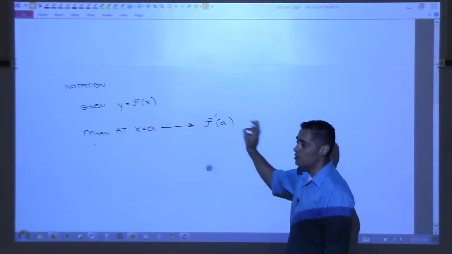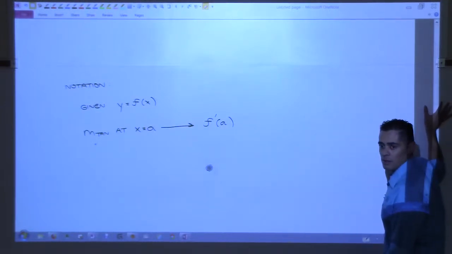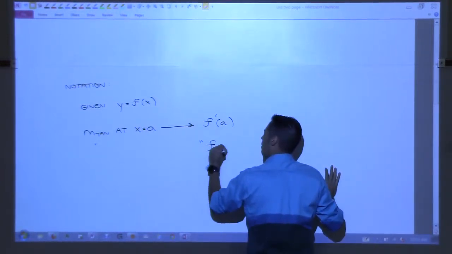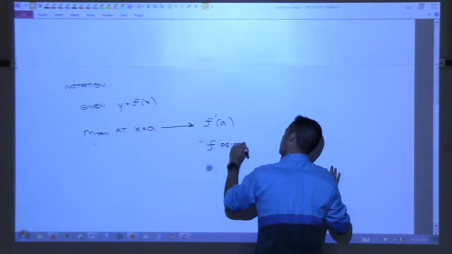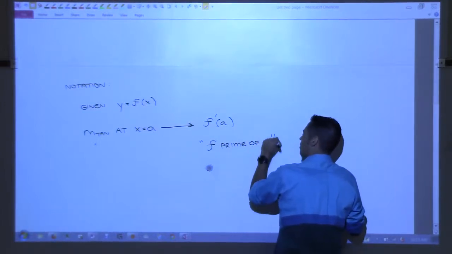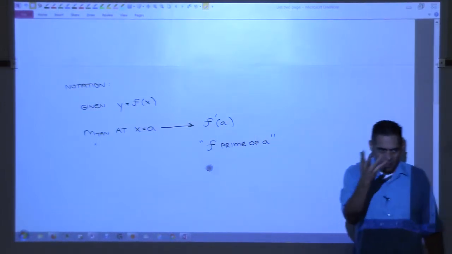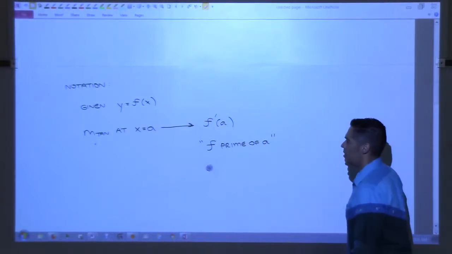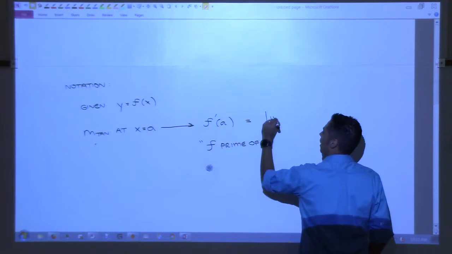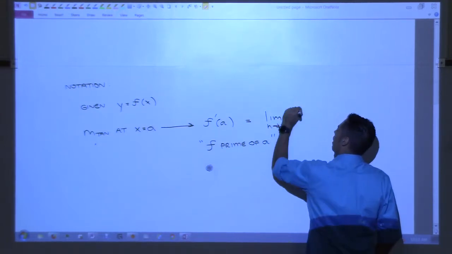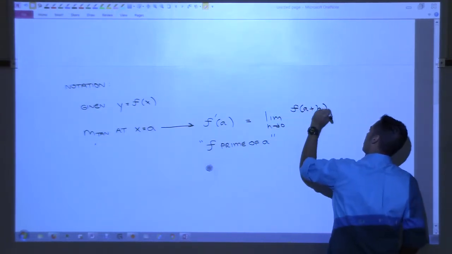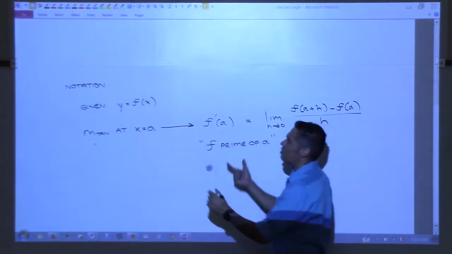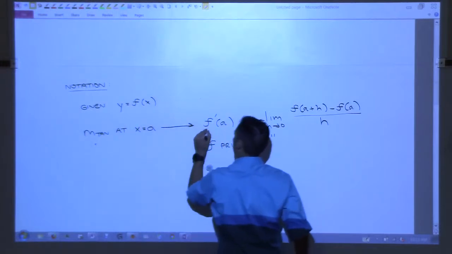Okay, so it's asking you to do that limit that I erased. All right? So the way you say this is f prime of a. If you were going to be verbally saying what you're seeing there, you say f prime of a. So does everyone understand that that is equal to the limit as h goes to 0 of f of a plus h minus f of a all over h? So that's our new notation.